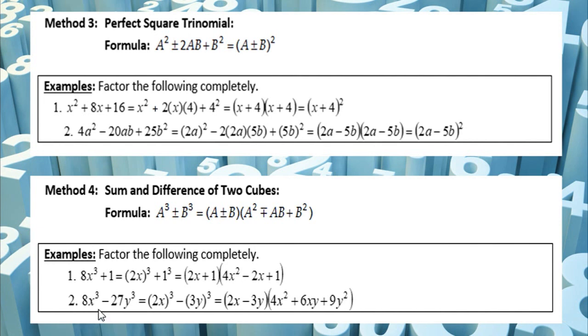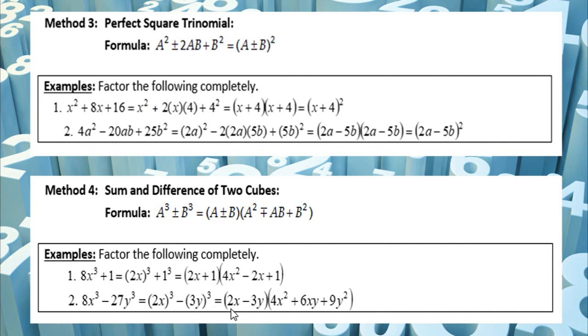Another, 8x cubed minus 27y cubed na pod. So this can be factored out as 2x cubed. Then 27 can be 3 cubed, diba? So minus man ta diha. So minus 3y cubed. Then let's do the formula.